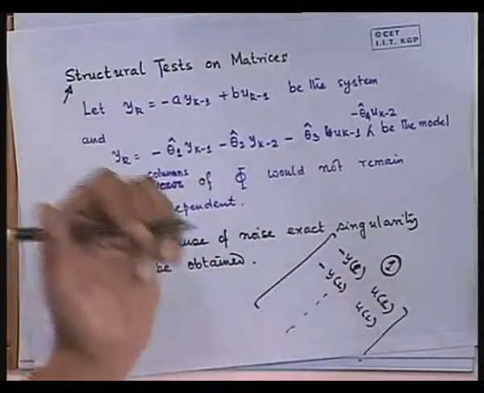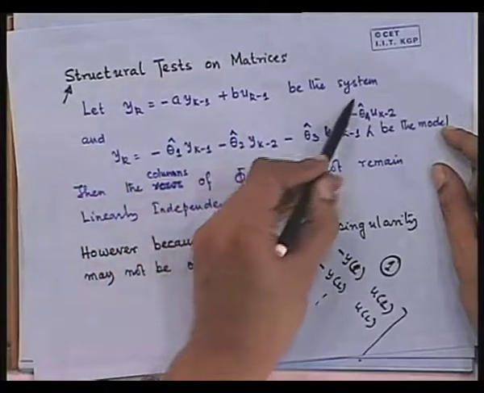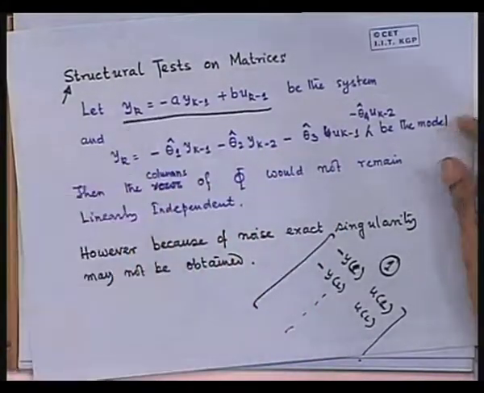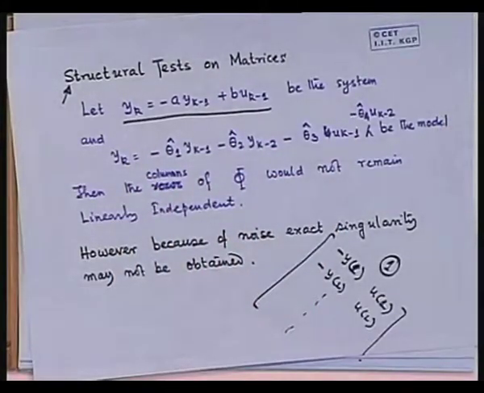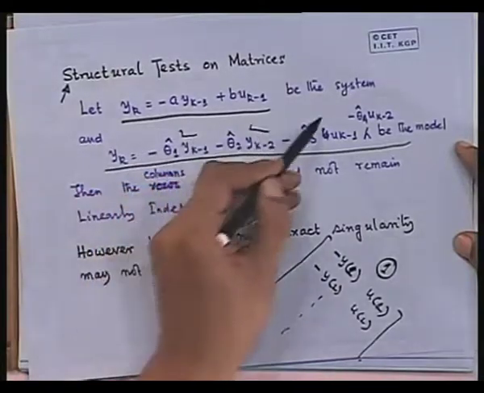Similarly, you could have a data vector for a second order model. So suppose the system is truly first order. Now I am assuming that the system is exactly like this, and you have chosen a model structure which is like this, which is second order. You have taken two past inputs.